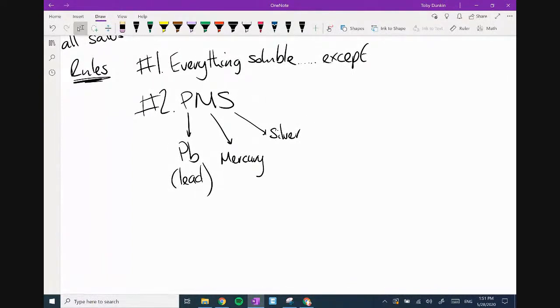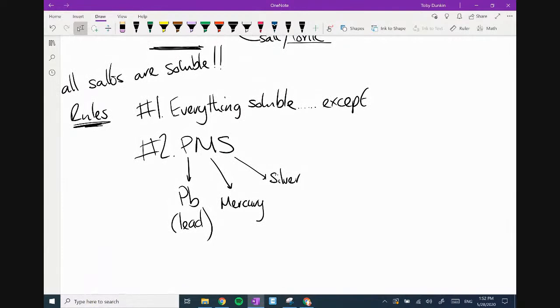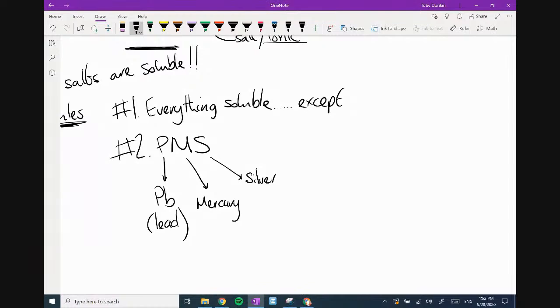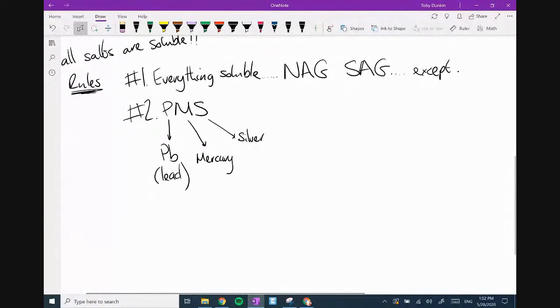Rule number 2. Now, this rule is going to get linked to the first rule, and that's where NAGSAG is about to come in. I should put everything as soluble except. I should actually include in everything is soluble, NAGSAG. I should actually put that in there. Except NAGSAG. Don't worry, I'll explain NAGSAG. I'm going to write that properly anyway.